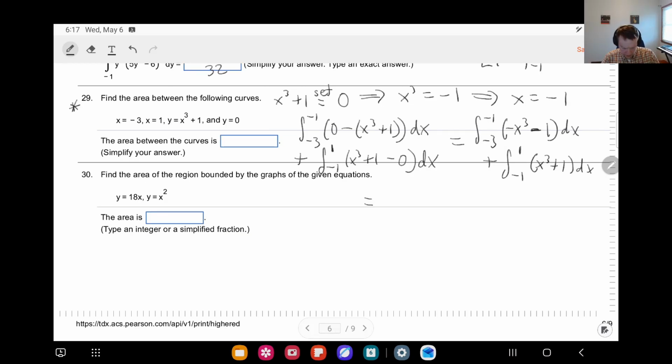All right, so now let's take the antiderivatives. I'm going to need some space. Let's go over here. So we get -1/4 x to the 4th minus x from -3 to -1. Then we've got 1/4 x to the 4th plus x from -1 to 1.